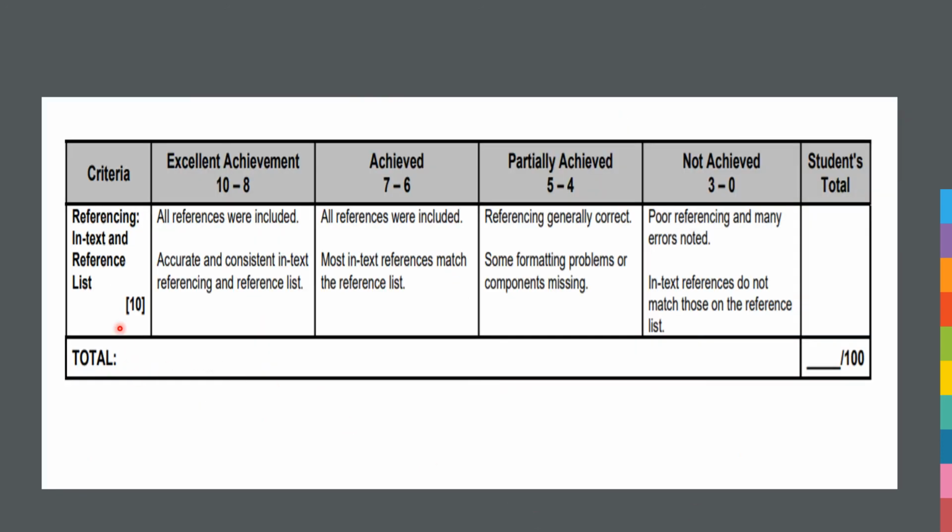And then the final point here, your criteria is looking at referencing in text as well as your final reference list at the end of your document. Between 8 to 10 here, all references are included. So however many in-text references you have, all of those references need to be in your final reference list at the end. So we've got accurate and consistent in-text referencing as well as the final reference list. And again, this is between 8 to 10 marks.